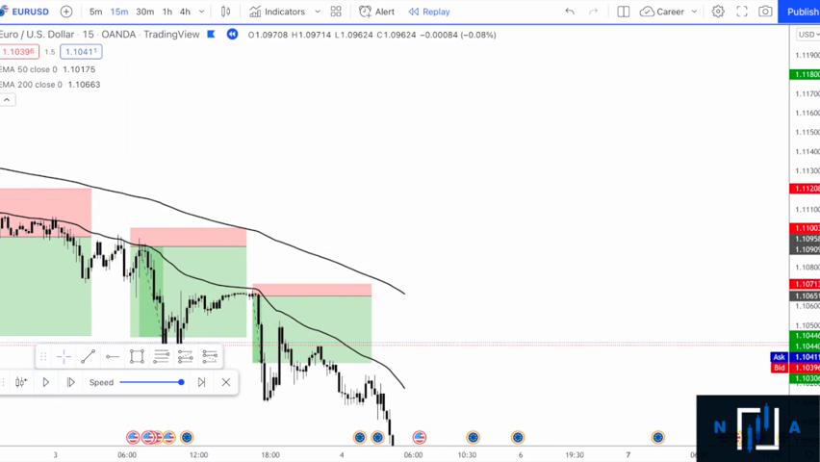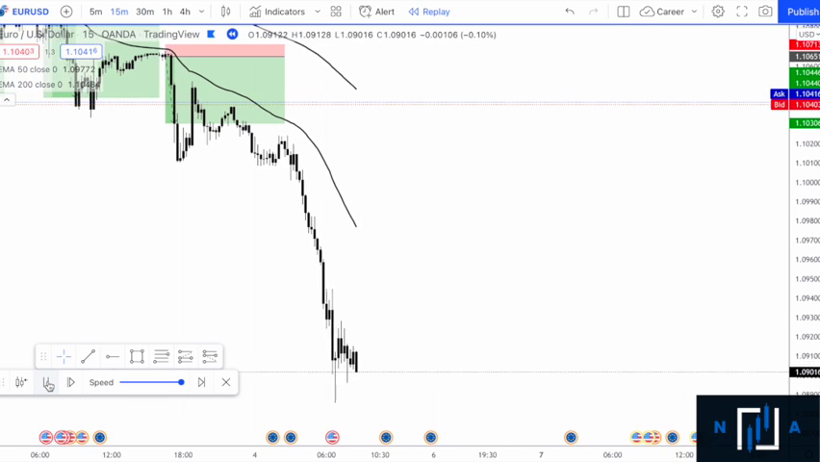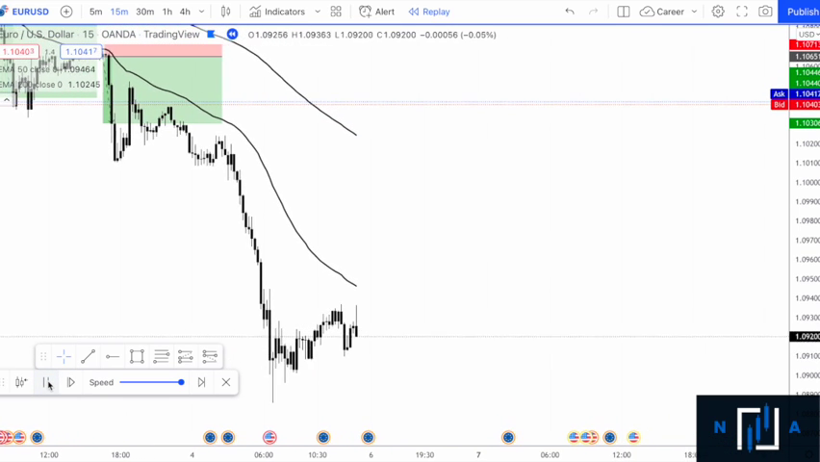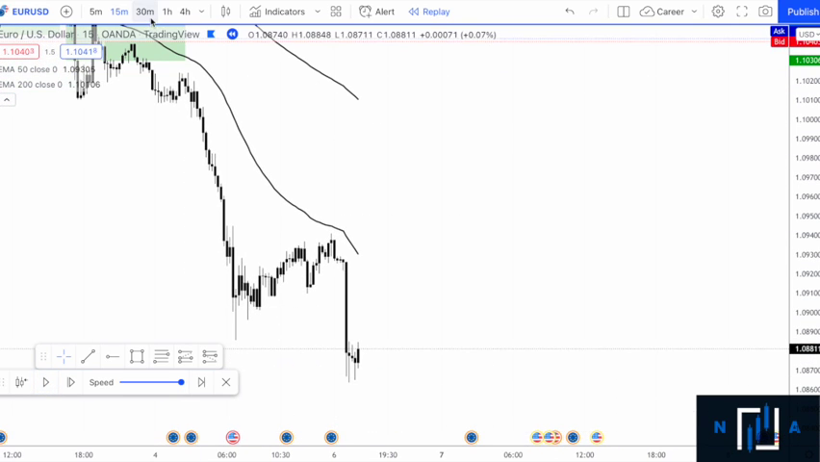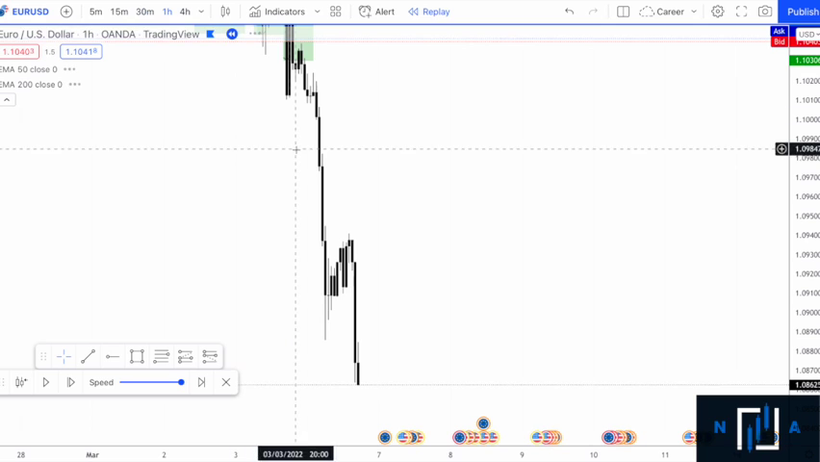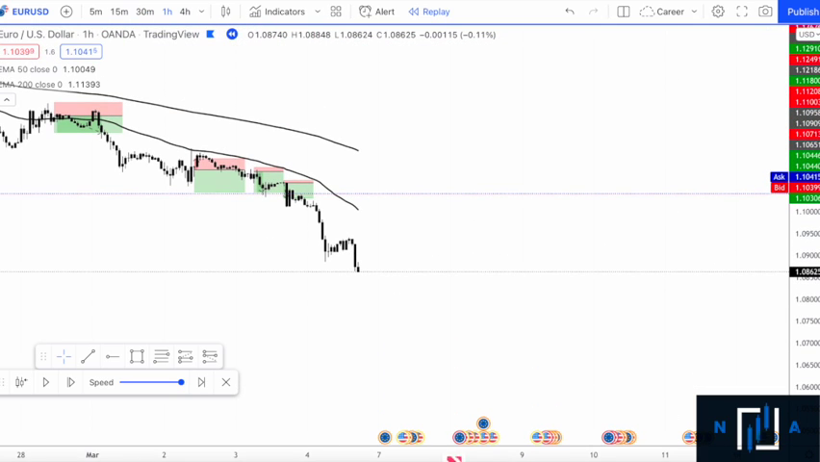If I don't get a tap, I don't get an entry. No tap, no entry. It's the rule.